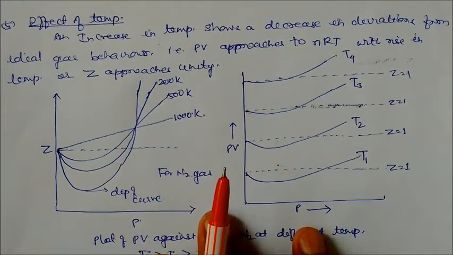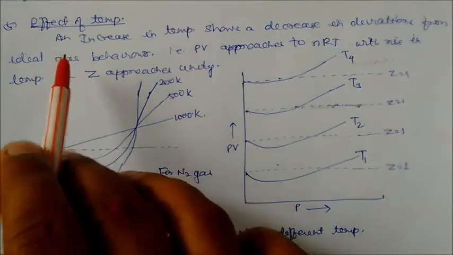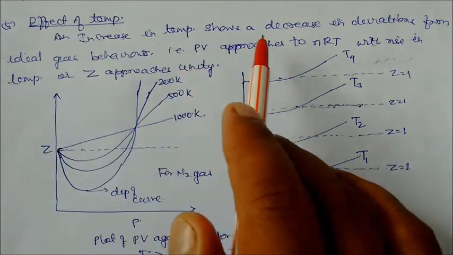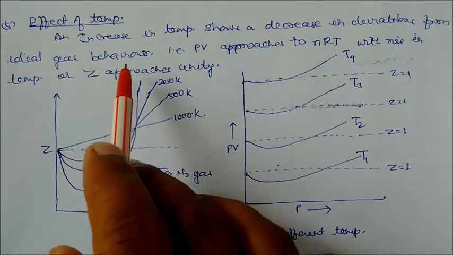Now come to the effect of temperature. An increase in temperature shows a decrease in deviations from the ideal gas behavior.